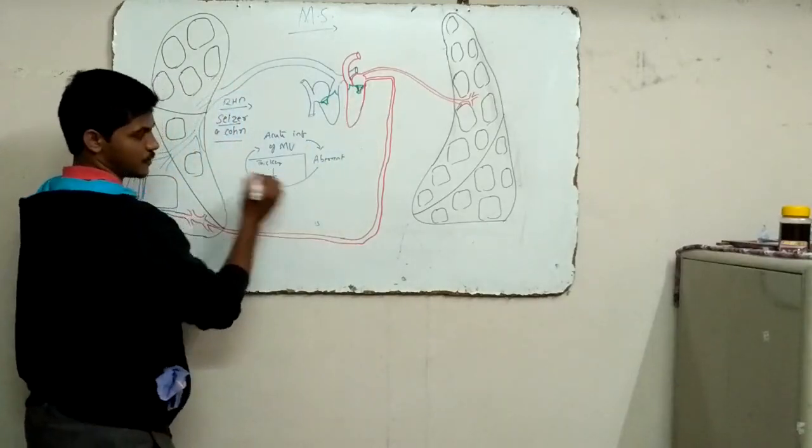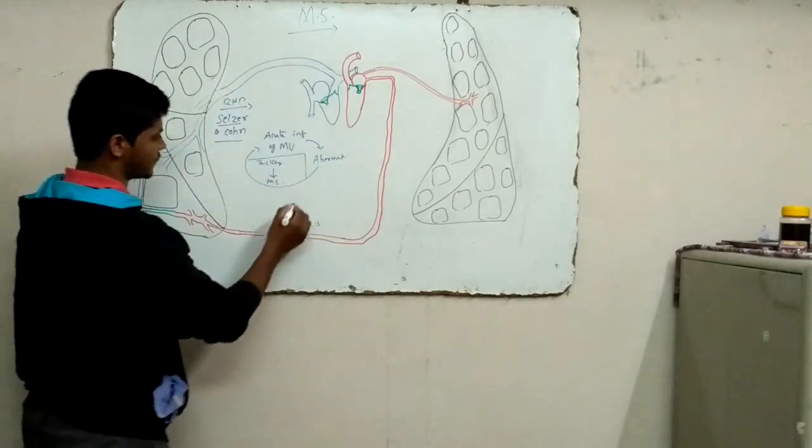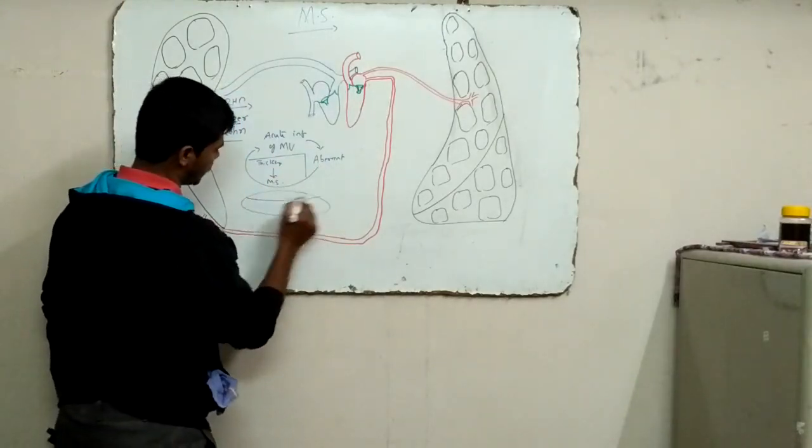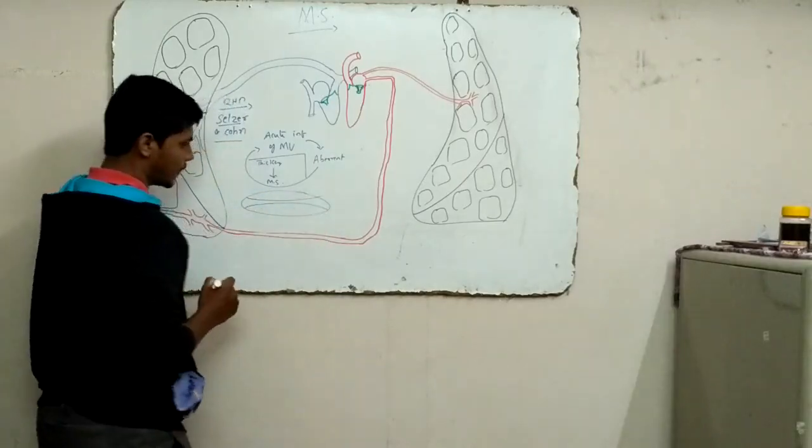Now, what type of stenosis occurs is, if this is the annulus fibrosus, this is one cusp, this is the other cusp.